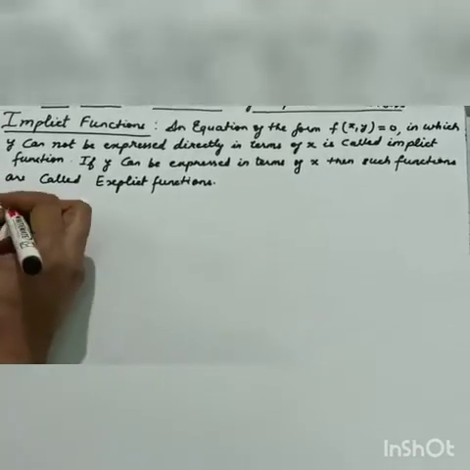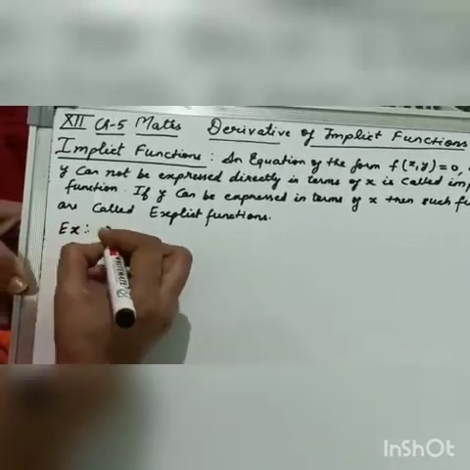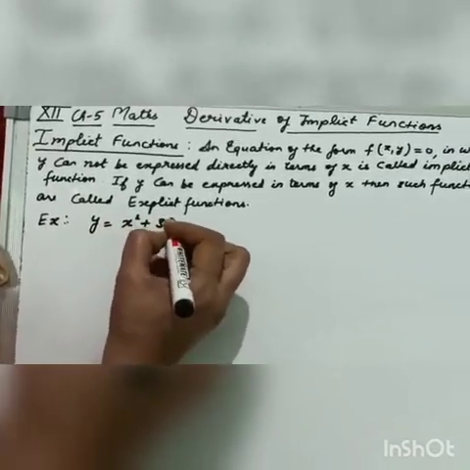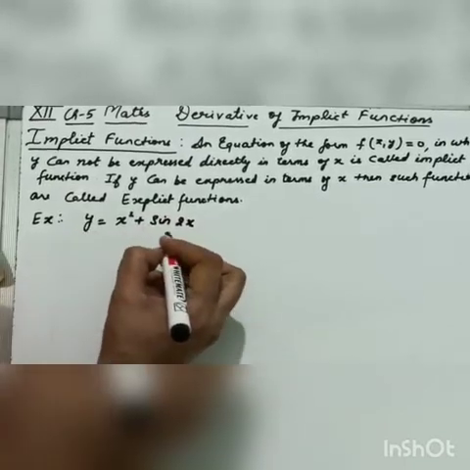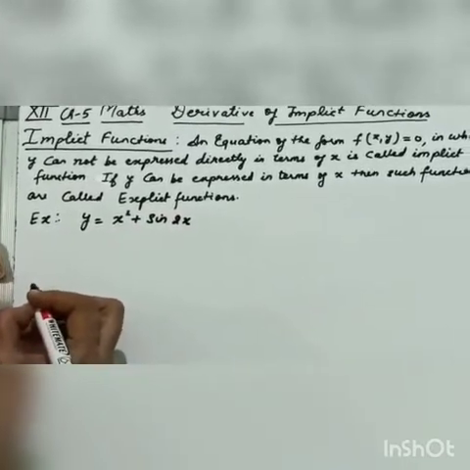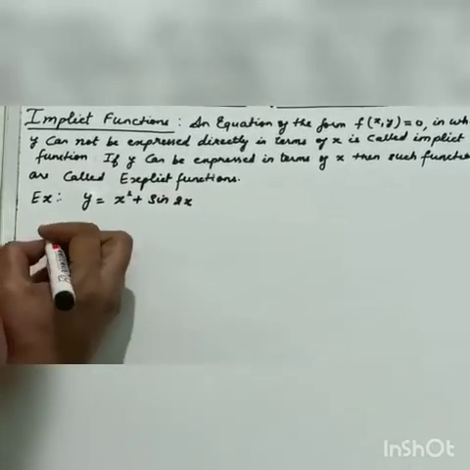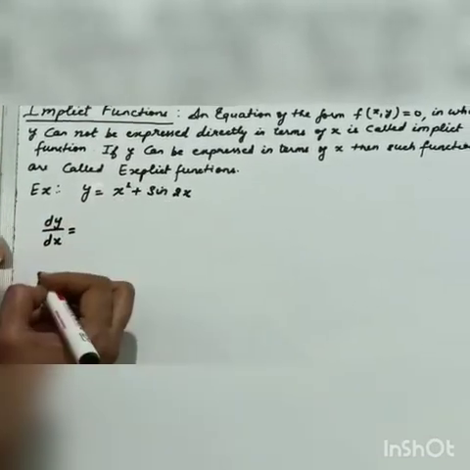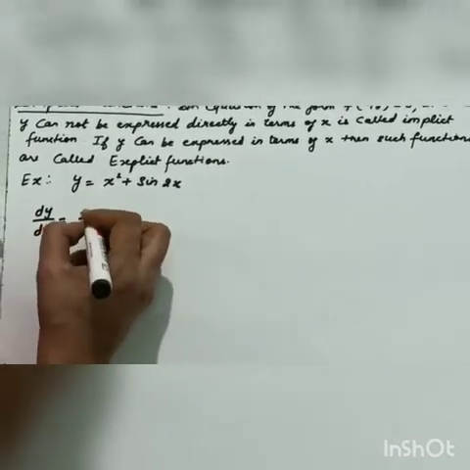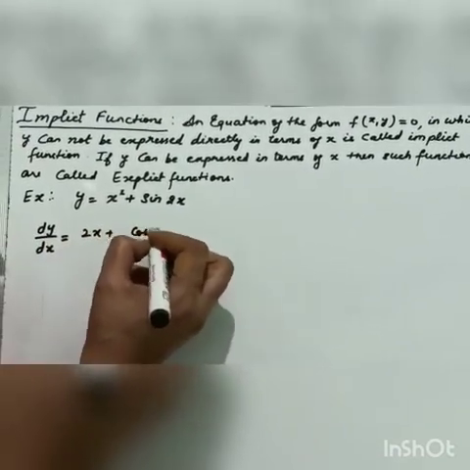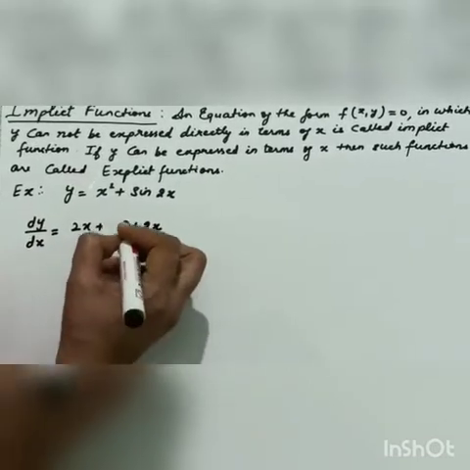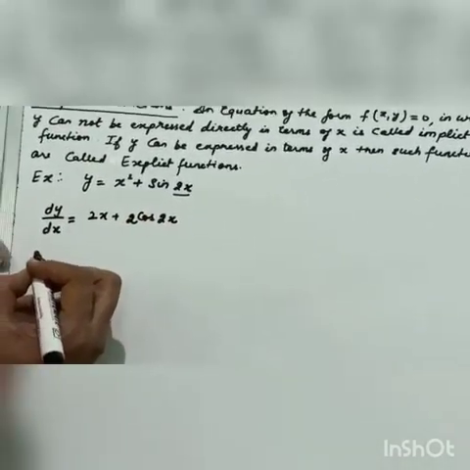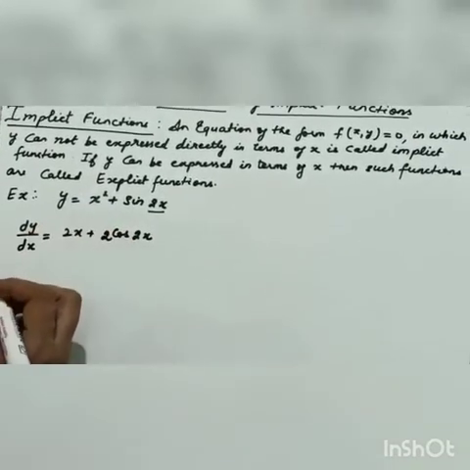For example, if y is equal to x square plus sine 2x. Here y is directly in terms of x. So such functions are known as explicit functions. If we want to differentiate this, differentiate both sides with respect to x, dy by dx is 2x plus derivative of sine 2x is cos 2x, and for this 2x multiply by 2 here. So this is the derivative of this explicit function.